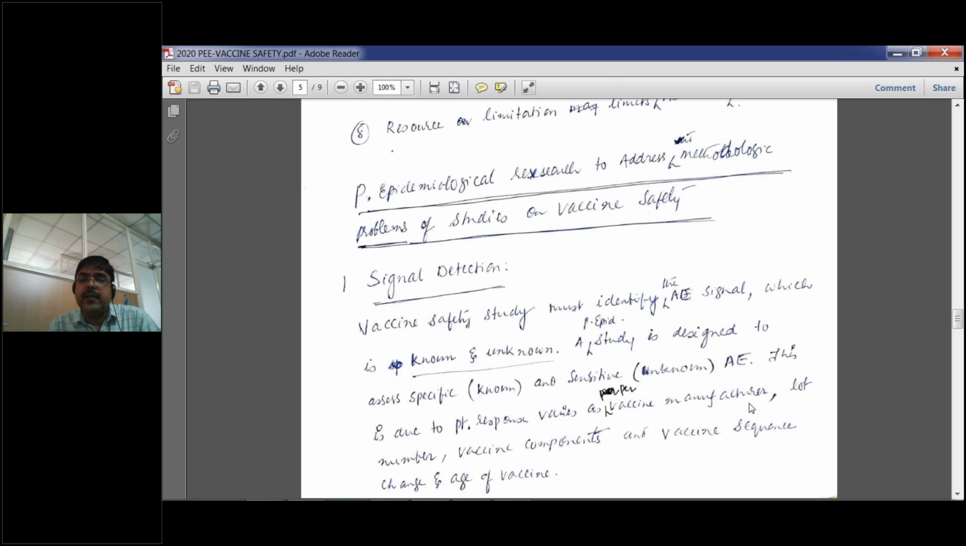Because again, this depends on the patient response to the vaccine, depending on the manufacturer, lot number, vaccine components, vaccine sequence and age of the vaccine. Important.